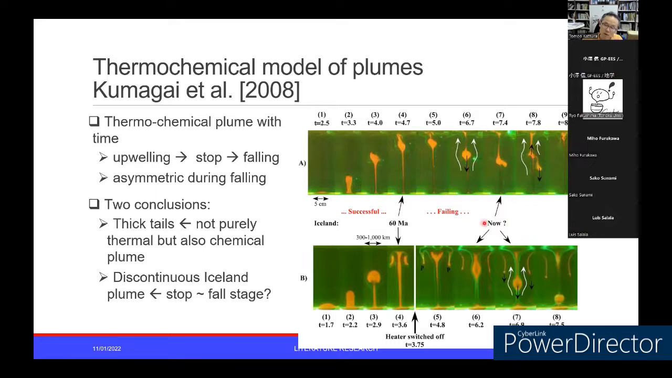They also argued that with time, initially the plume goes up, but at some stage, the temperature effect becomes smaller and the plume goes back, and it becomes asymmetric. Or there is some pulse, not straight, but the thickness varies with depth.